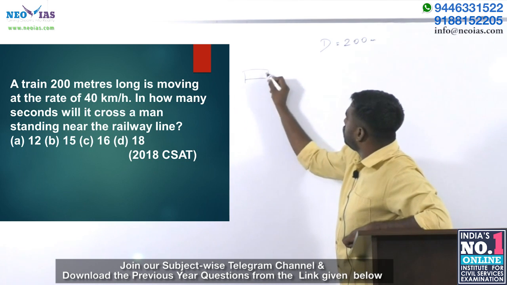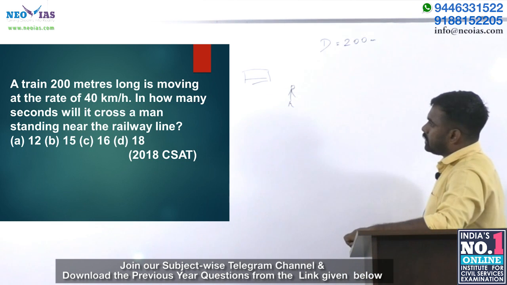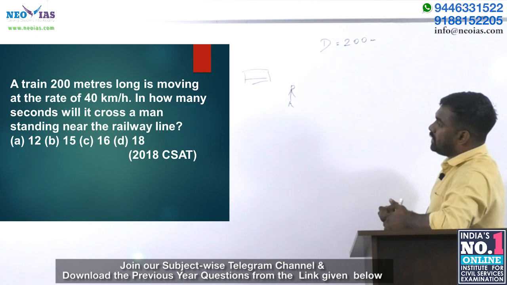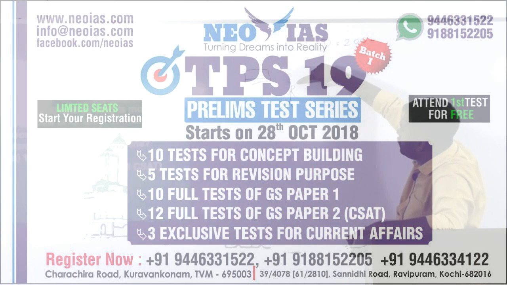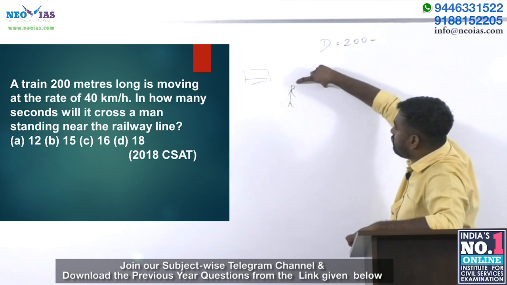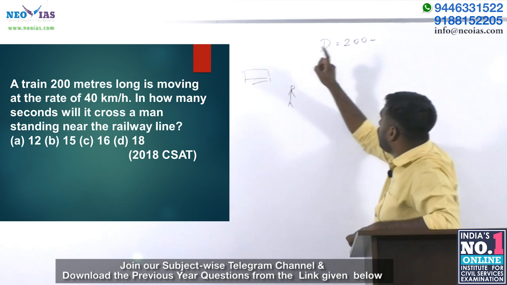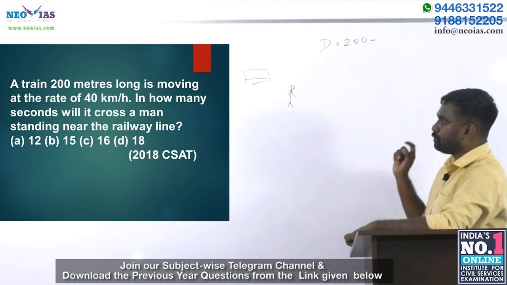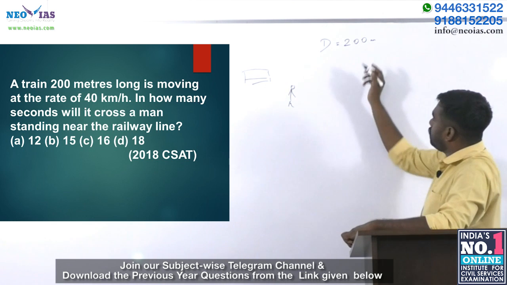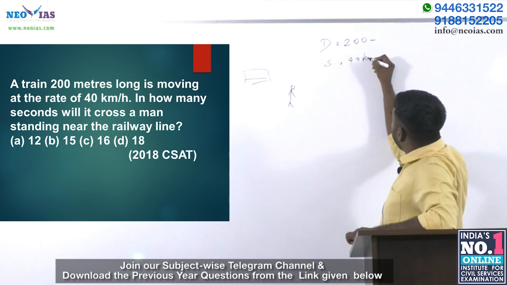This is the train. There is a man standing here. In how many seconds will it cross the man? It will cross the man means first it reaches the man, then it crosses the man. So how much distance does it need to travel to cross the man completely? The length of the train itself will be the distance travelled to cross a person, right. So distance is 200 meter and speed is 40 kilometer per hour.